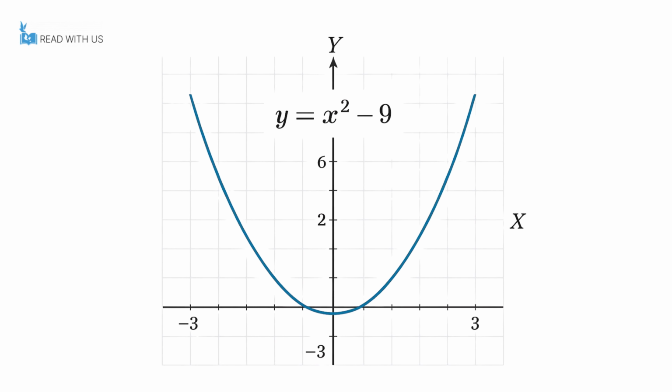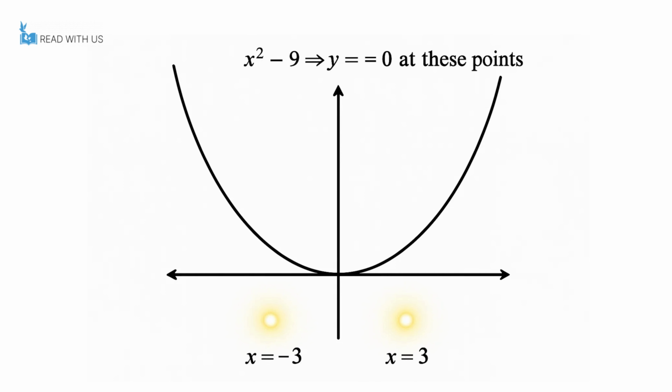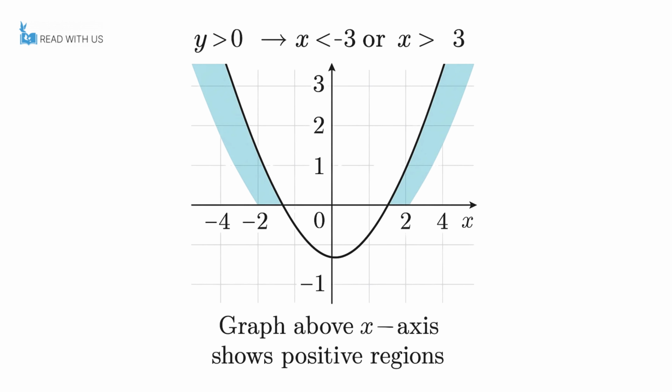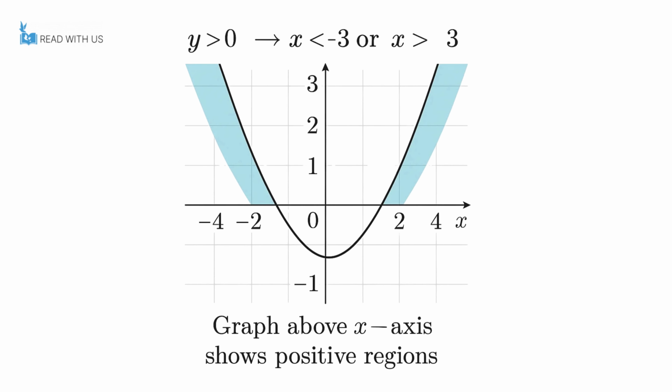Now if we are solving the inequality x squared minus 9 is greater than 0, we are looking for the regions where the graph lies above the x-axis, because above the axis, the y values are positive. You can see that this happens when x is less than -3, and when x is greater than +3. Similarly, if the inequality was x squared minus 9 is less than 0, we would look for the parts of the graph below the x-axis. That happens between x equals -3 and x equals +3.